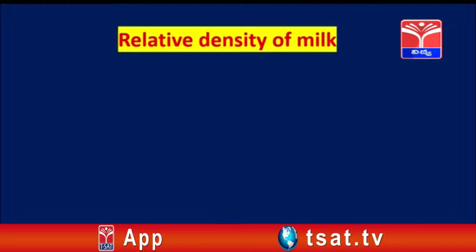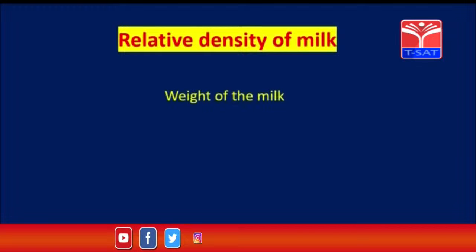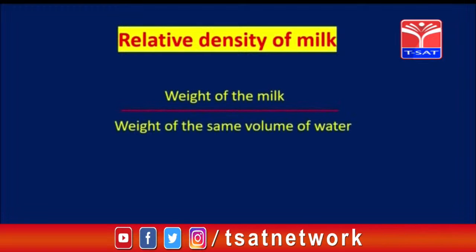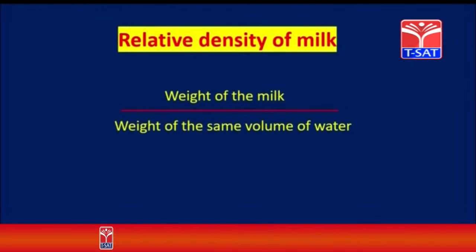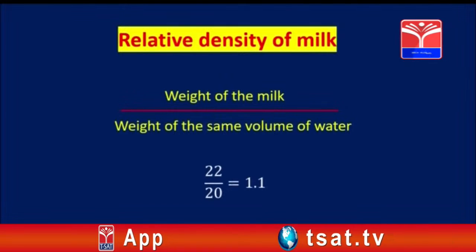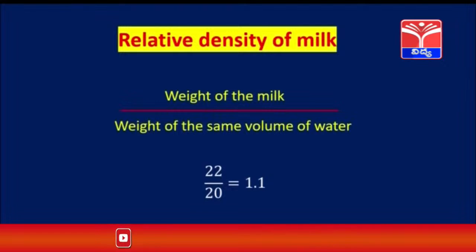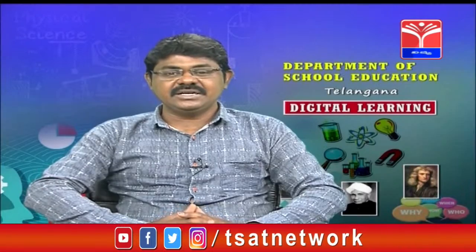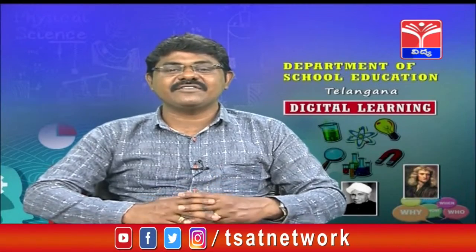And now, how to find the relative density of the milk? By substituting in that formula: weight of the milk by weight of the same volume of water. Simply substitute those values in this formula. Weight of the milk is 22, weight of the same volume of water is 20. So, you will get 1.1. With that activity we can say that the relative density of milk is 1.1.